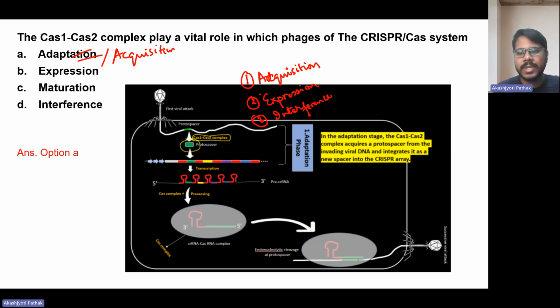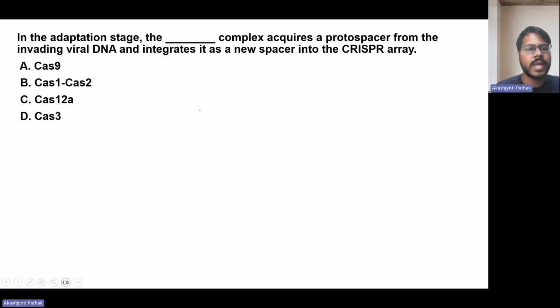In the adaptation stage, this Cas1, Cas2 complex acquires a protospacer from the invading phage genome and integrates it as a new spacer into the CRISPR array. Next question: in the adaptation stage, the dash complex acquires a protospacer from the invading viral DNA and integrates it as a new spacer into the CRISPR array. Which protein complex is involved? It is the Cas1, Cas2 protein complex. So the answer is option B.